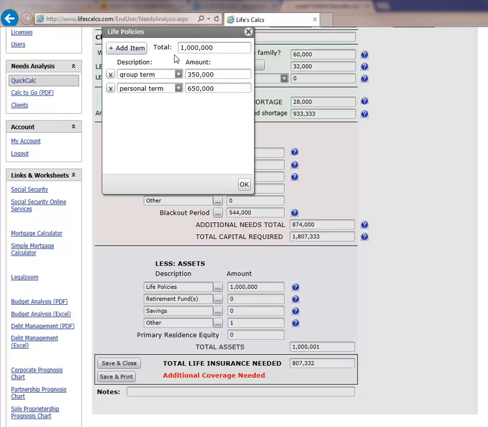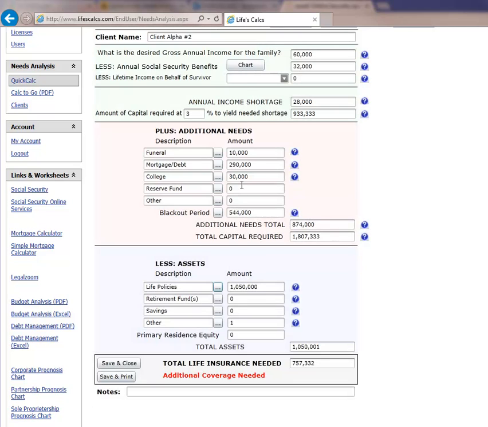And he had an old policy that his folks had on him that they gave to him years ago, which he refers to as a whole life policy. The death benefit on that policy right now is $50,000. Itemizing all these gives him a total life insurance gross amount of $1,050,000.